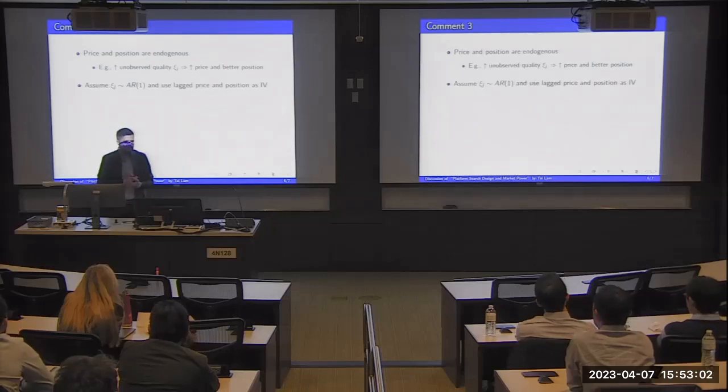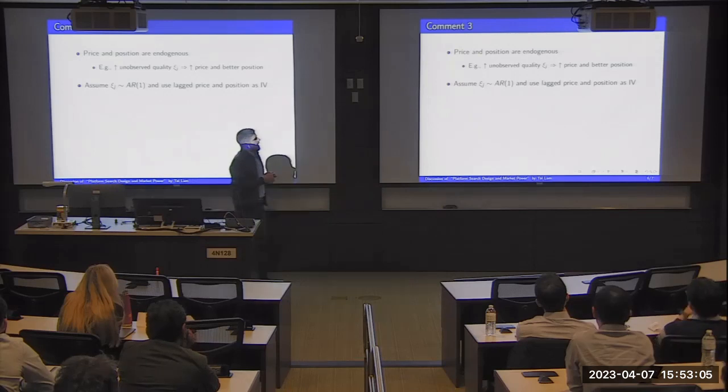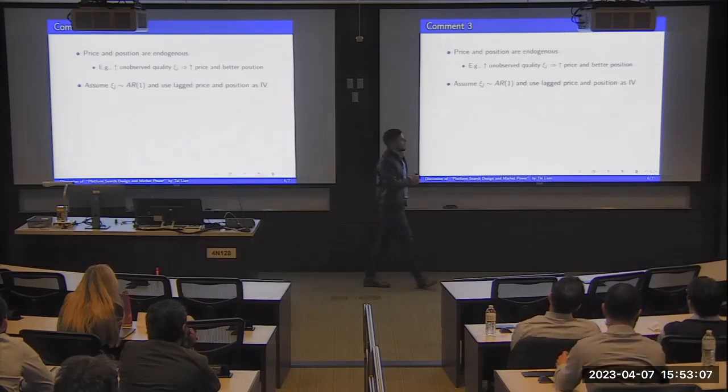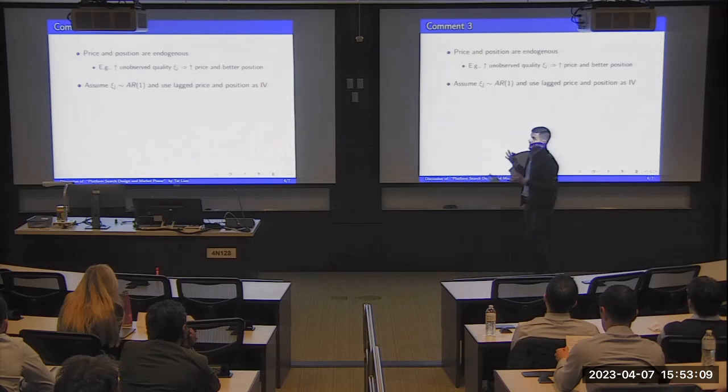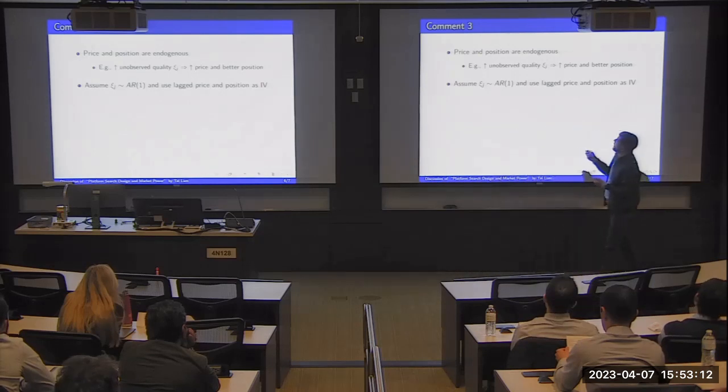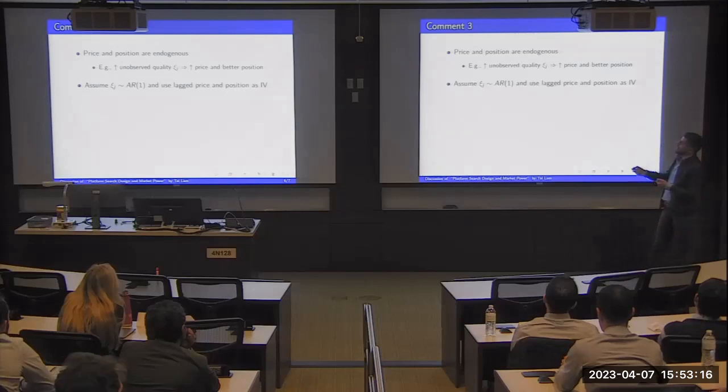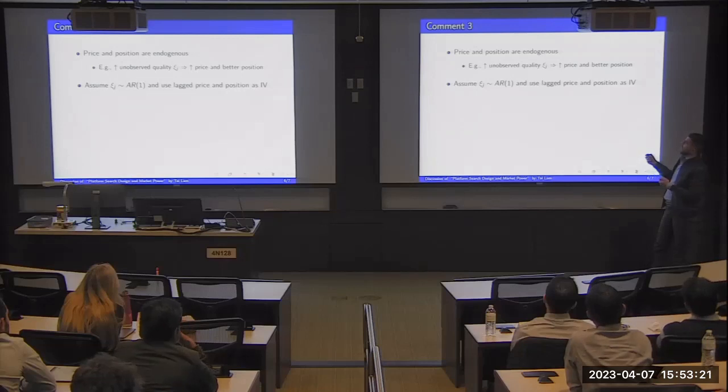We don't have a lot of time, so I'm going to go through this very quickly. I talked a little bit about the instrumental variable approach. So we have this unobserved quality, which is denoted by C. And here the endogeneity problem is that, as the unobserved quality that is not captured in the data increases, we might expect higher prices and also higher or better positions, right? So there's a correlation that needs to be handled. And so the solution is to assume an AR1 process, so kind of a persistent process for C, and then use price and position as IVs.